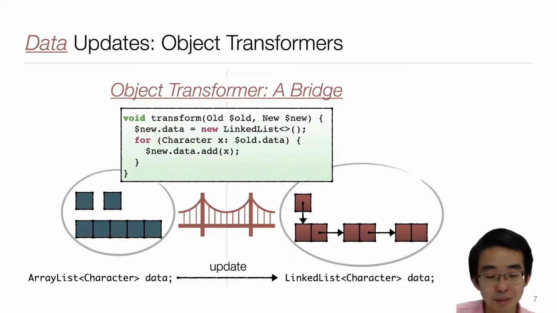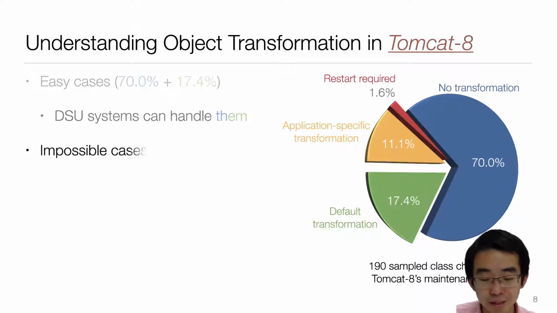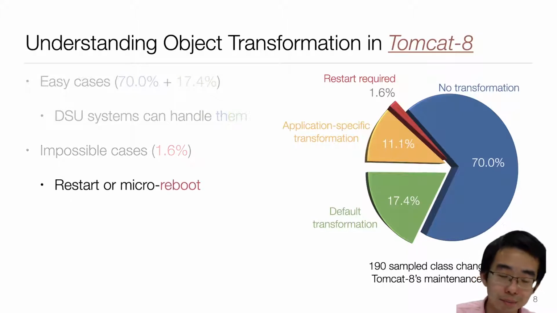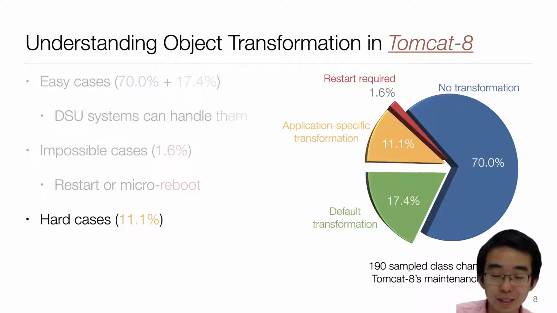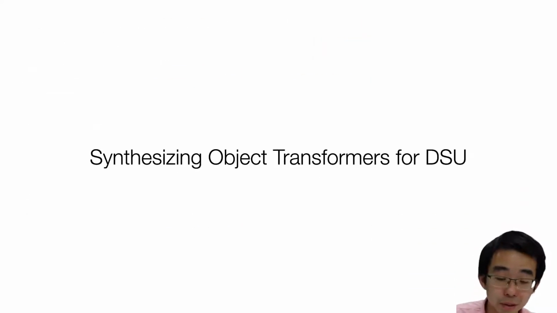But object transformers are indeed frequently required in dynamic software updating. Our study on 190 sample code changes in the full maintenance history of Tomcat 8 revealed that even though most class changes can be dynamically upgraded, there is still a considerable number of class changes that require a transformer. So this paper's problem becomes: can we get the object transformers automatically for free?